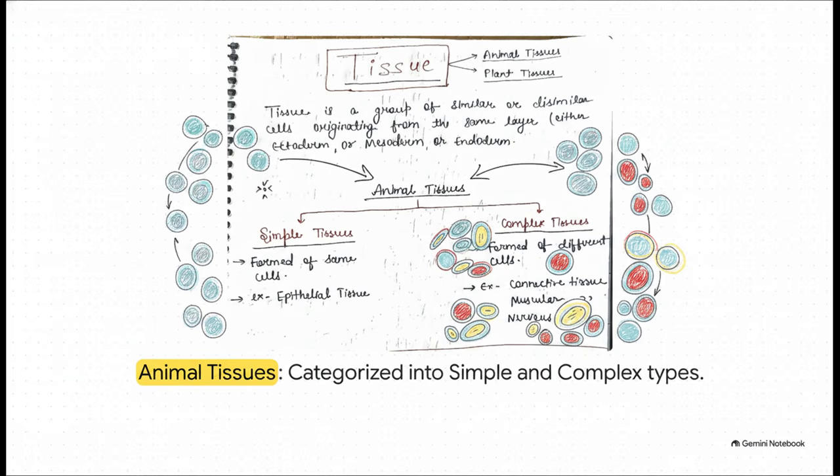It's pretty amazing how animal tissues neatly divide into two main branches. On one side, you have simple tissues, which are formed of the exact same type of cells, like your epithelial tissue. On the flip side, complex tissues are built from a whole variety of different cells working in tandem, and that includes our connective, muscular, and nervous tissues.